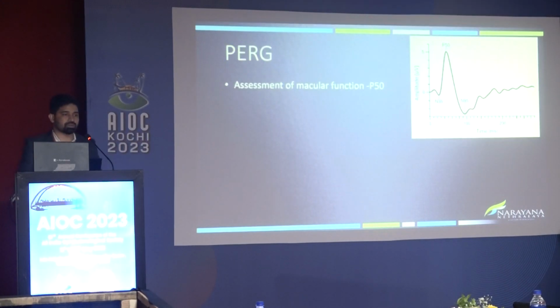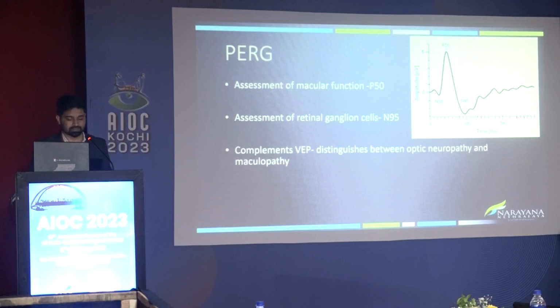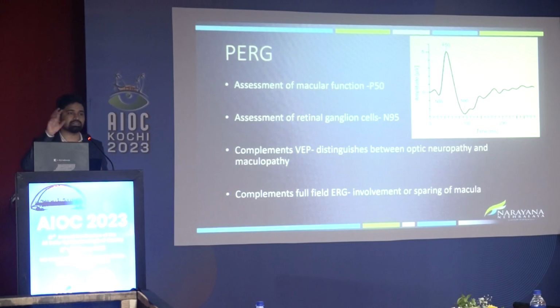So here also we have some waveforms. The first positive deflection, the prominent one, is the P50, which assesses macular function. It is followed by a negative deflection, which is the N95, which is for the assessment of ganglion cell function. Basically, it complements the VEP to distinguish between an optic neuropathy and a maculopathy. If you have a patient where the macula is affected, the P50 will be low. The N95 could be normal. Similarly, it complements the full-field ERG, showing whether the disease is localized to the macula or generalized. For example, if you have a lesion at the macula and the full-field ERG is normal, and the pattern ERG is abnormal, that means it's indicating a localized disease.